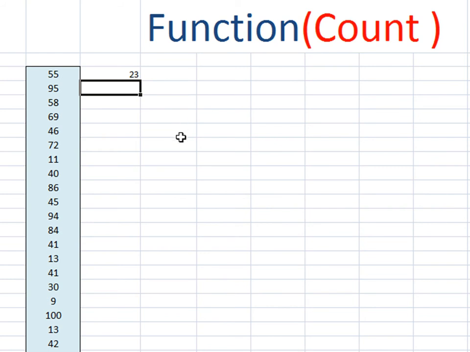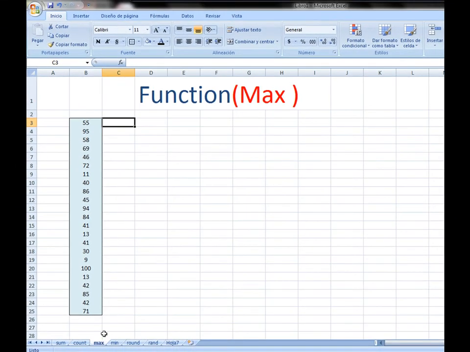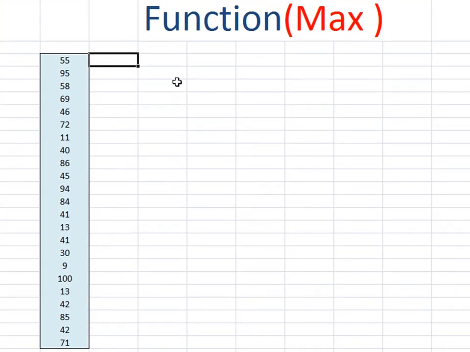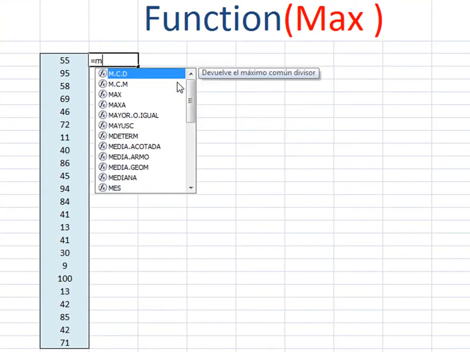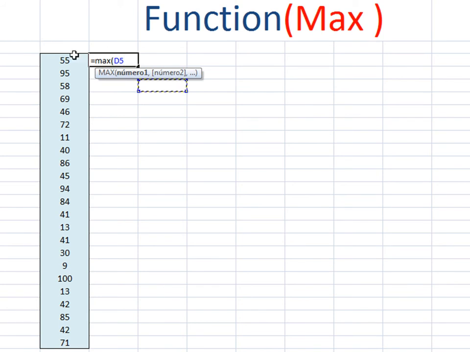Then we are going to the next function. The next function is called max and is going to show you the maximum value of the cells you selected. So you put equal max, open parentheses again, and select the range of cells.